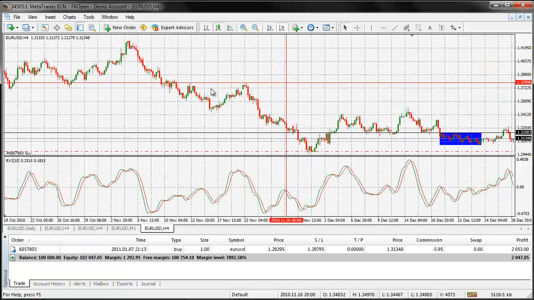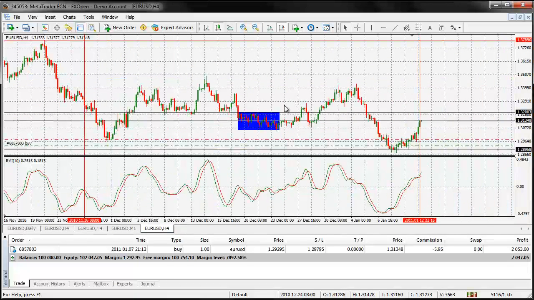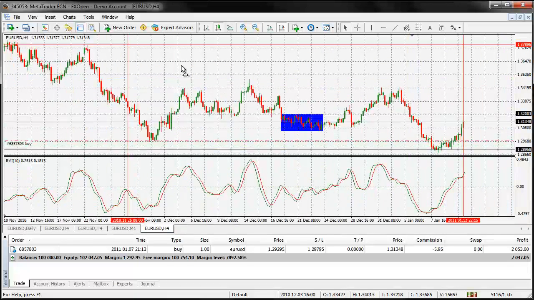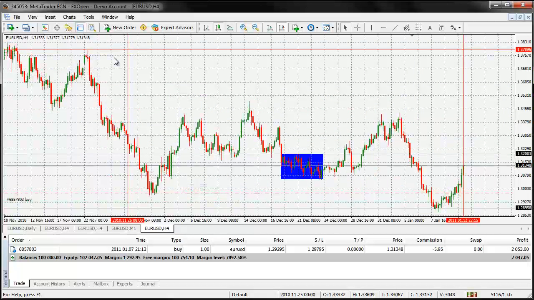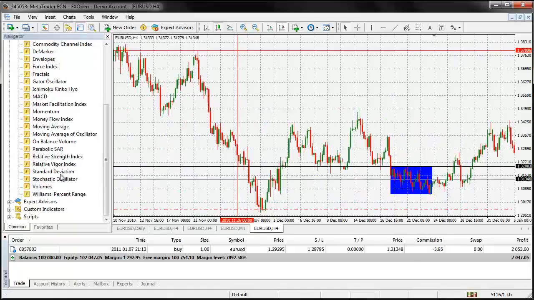Always use that previous data. It comes in extremely handy. Alright, and it's free data as well, so use it. Alright, so that's the Relative Vigor Index. Let's take a look quickly at the standard deviation.